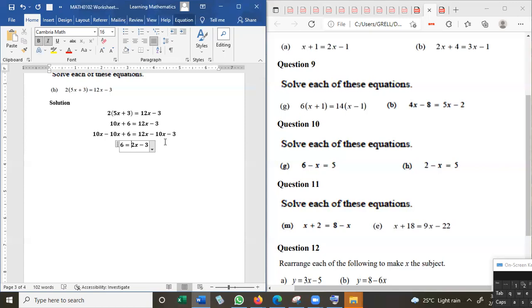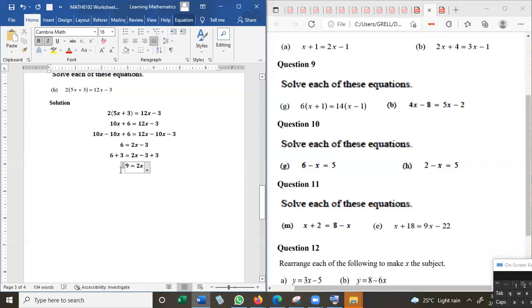Good. Now we're going to cancel out negative 3 by adding. Plus 3 on the right, plus 3 on the left. So now we are going to confirm that 6 plus 3 will give us 9, and negative 3 plus 3 is 0.